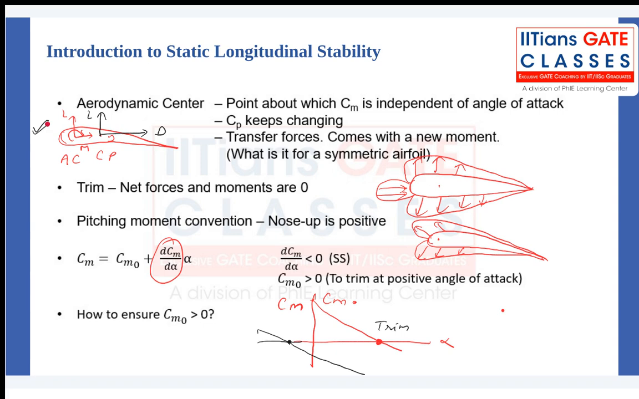A horizontal stabilizer, negative camber. Yes, negative camber is a valid response, but then your wing will not generate enough lift for it to fly. A reflex airfoil is one such airfoil where your CP is either at AC or slightly ahead of the AC. So reflex airfoil is one way in which you can ensure CM naught greater than zero. Another way will come up a little later in the session when we do the derivations for the wing and the tail contributions. Keep this question in mind and we'll deal with it a little later.